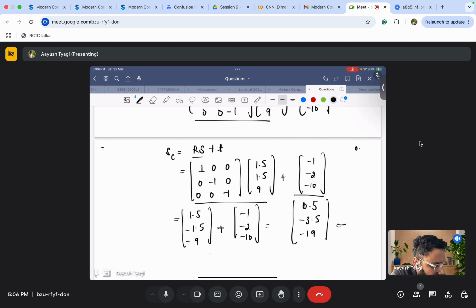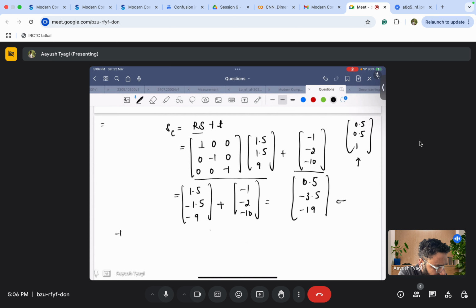But I guess the answer was 0.5, 5, 1, right? So I don't know how that answer is coming out to be 0.5, 5, 1. I suppose your rotation matrix is something like this, and then you are doing minus 1.5, minus 1.5, 9, and you're doing negative. I think I'm getting this answer only. So 0.5, minus 3.5 and 19.